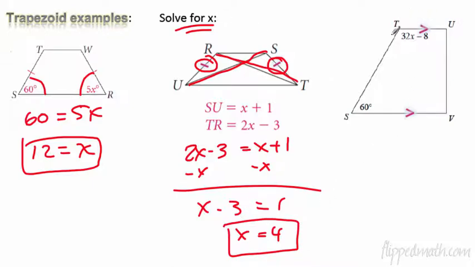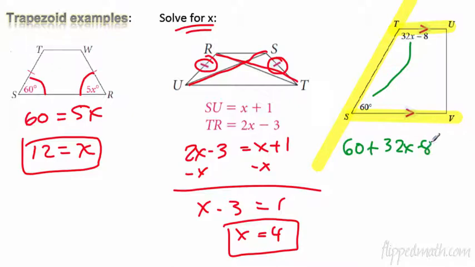All right, how about, let's get out the highlighter. Let's look at the third example. Here are the parallel sides on the top and the bottom. And look, we have here a transversal. Sully taught this. What type of angles are these? These are called same side interior. What do we know about those? They are supplementary. So that means that 60 plus 32x minus 8 should all equal 180 because they're supplementary, same side interior.